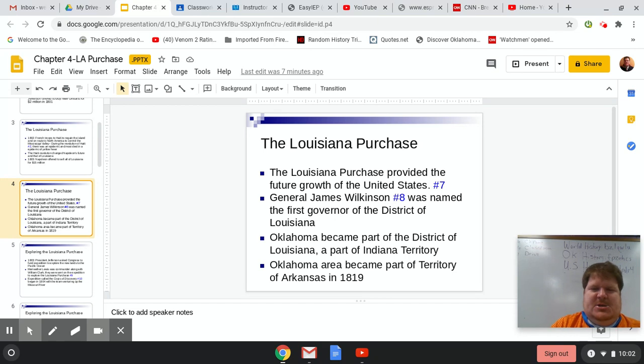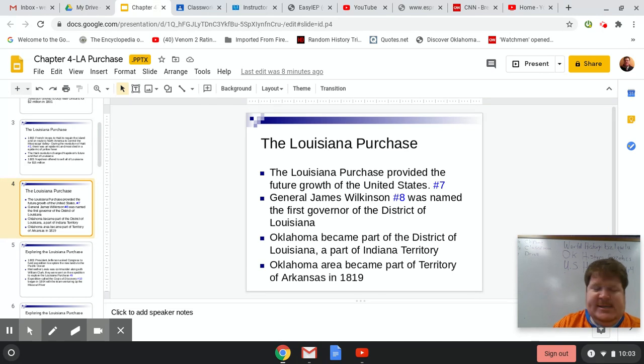So one of the first moves that Thomas Jefferson does is to put General James Wilkinson in a position as the first governor of the District of Louisiana. And so we see Oklahoma is at first a part of Louisiana. It isn't until we explore more of that vast area that we change Oklahoma into part of the territory of Arkansas in 1819.